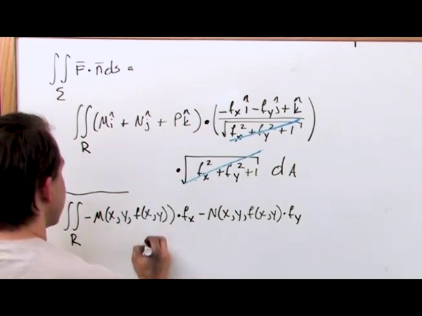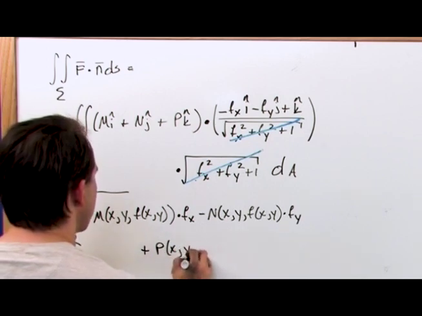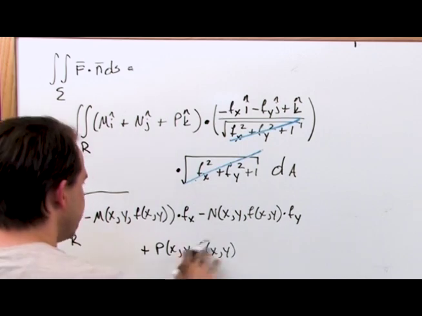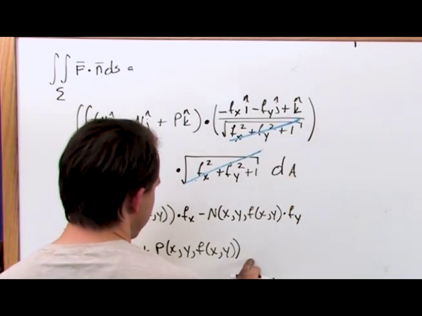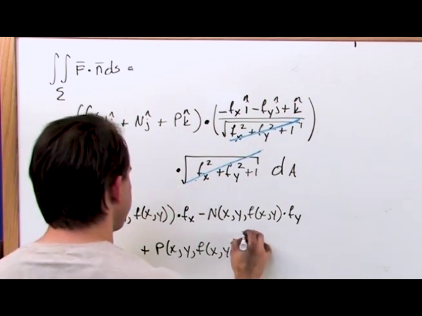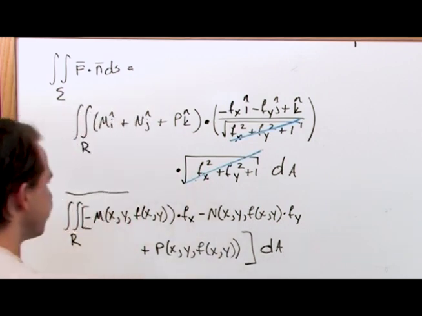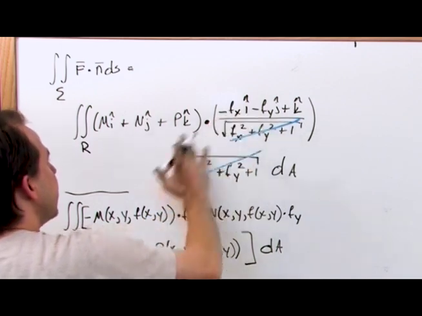Continuing on, plus p of x comma y comma f of x comma y. Okay, I'm going to get to explaining what this stuff is in a second. All right, and this is just multiplied by 1, so there's nothing there. Let me close brackets on this, and I'm doing this entire integral over dA. Okay, this is really what you're going to end up doing. This is what you end up doing if the normal vector is oriented up, because that's what I used here in my normal vector.